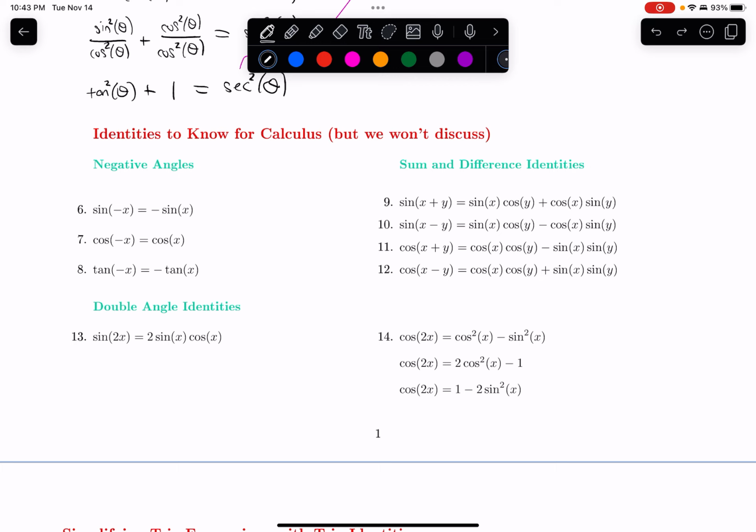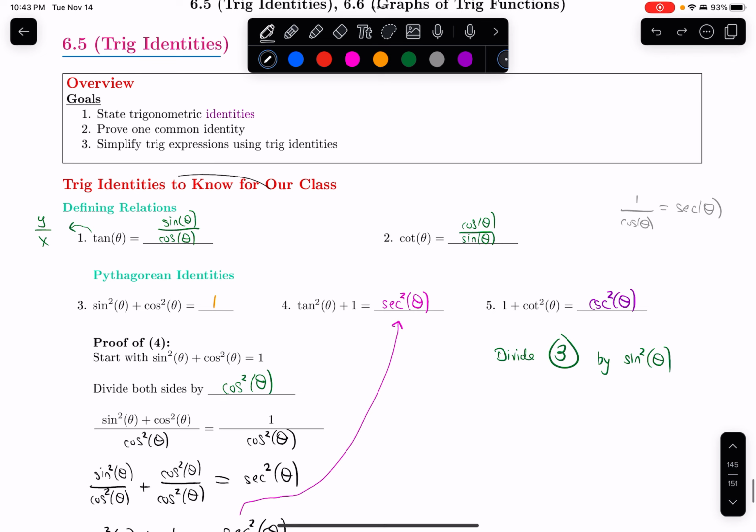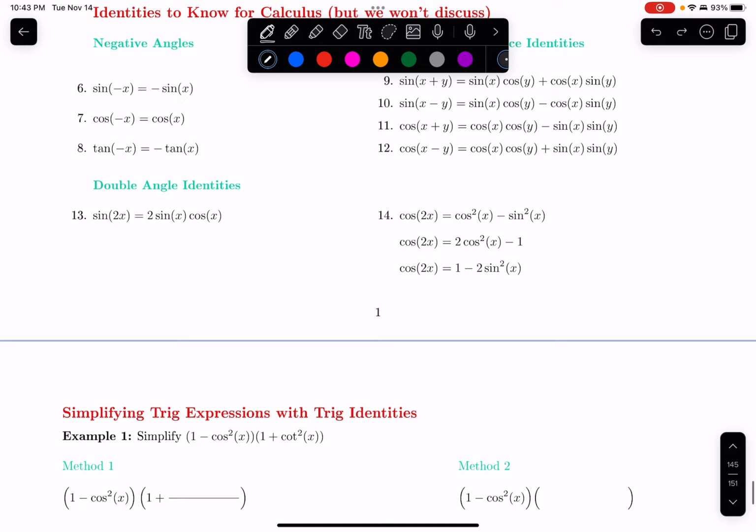Okay, so these other trig identities you may see at some point in your calculus class, but we won't really be talking about them too much in our class due to time. I'm really going to focus on the ones that I feel like are the most essential to know, which are these 5. Okay, all right, so let's do some examples.